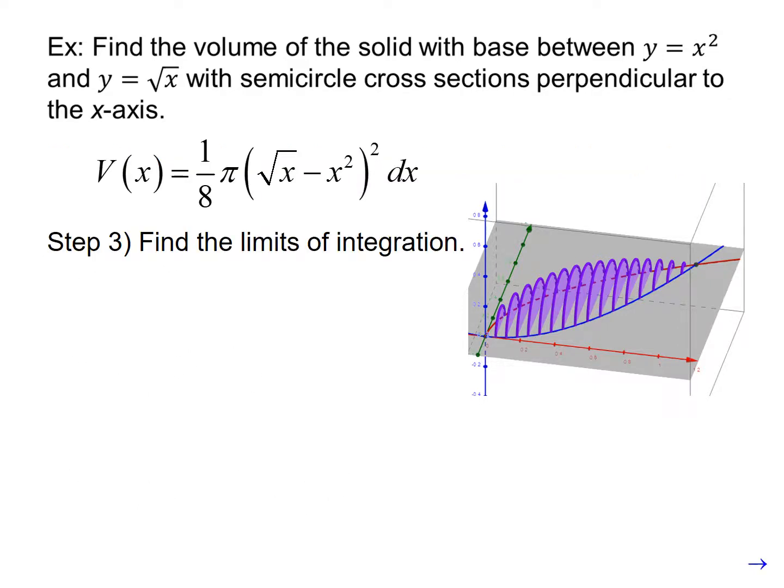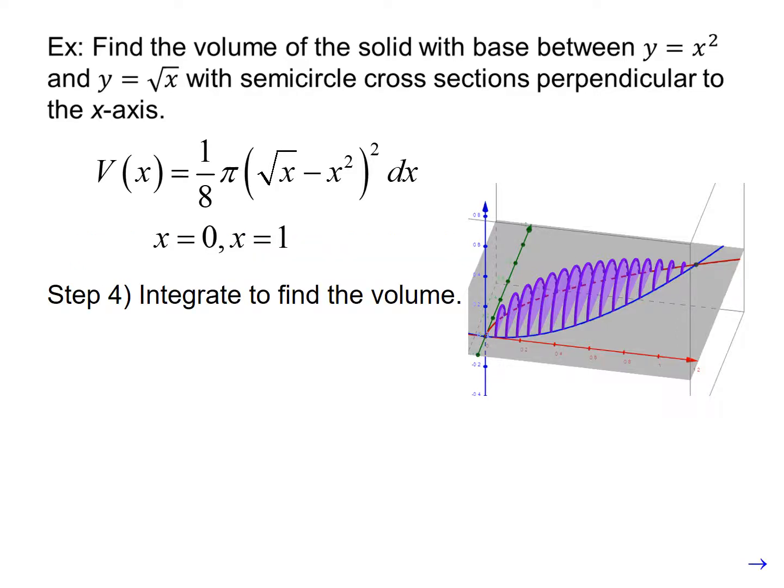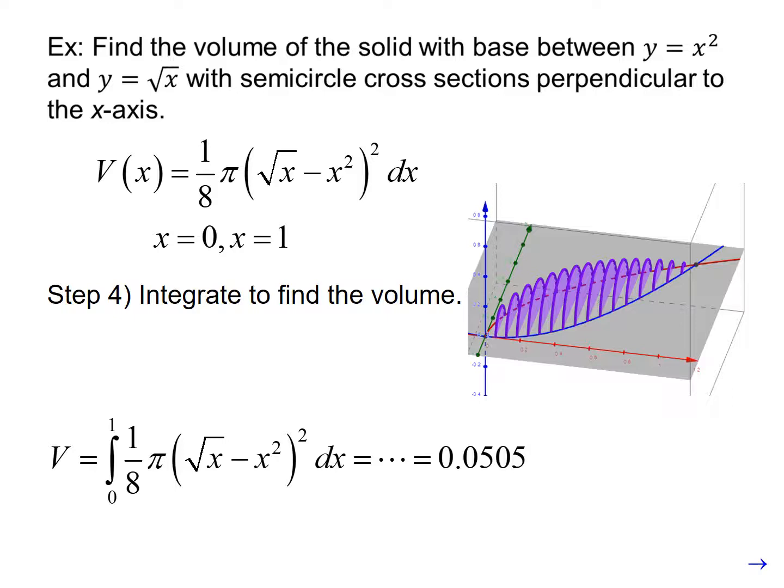The next step is to find the limits of integration. So we want to find where these two curves intersect one another. So root x equals x squared if x is 0 or 1. So if we integrate from 0 to 1, we end up with a volume of 0.0505.